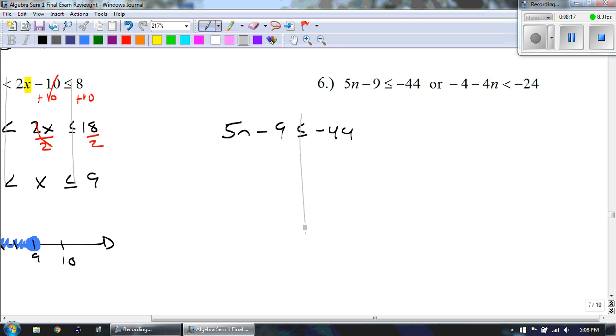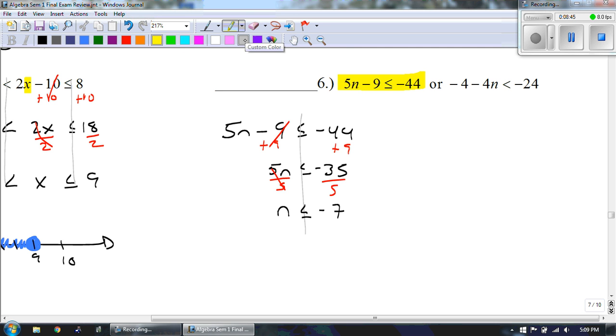So I'm going to solve that one first, which means I'm going to add 9 to both sides. -44 plus 9 is -35. And then I'm going to divide both sides by 5. So we get that n is less than or equal to -7. Now, I didn't flip that because I didn't divide by a negative. I divided a negative. There is a difference.